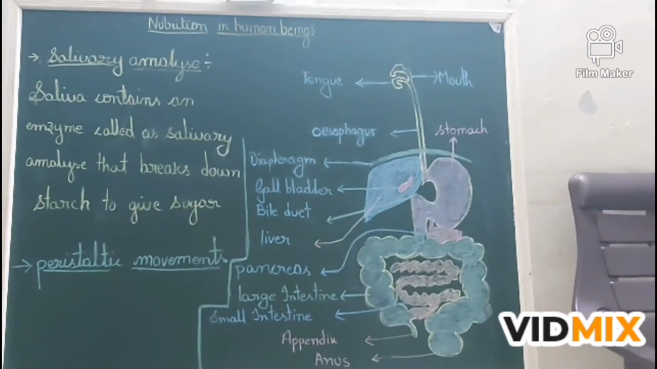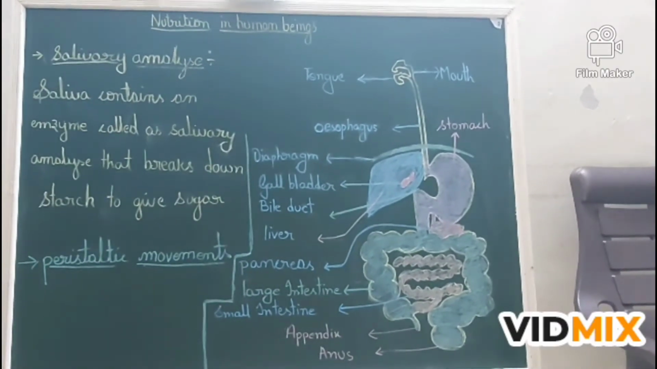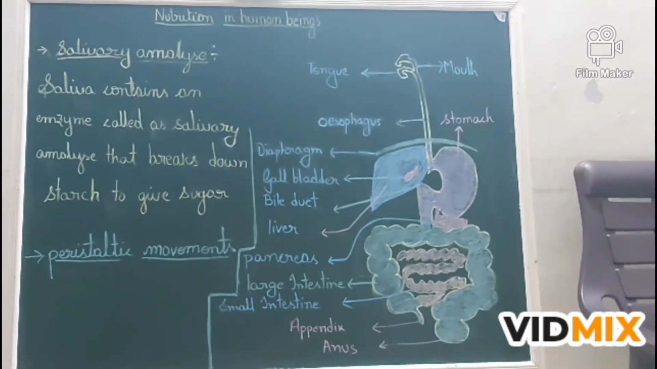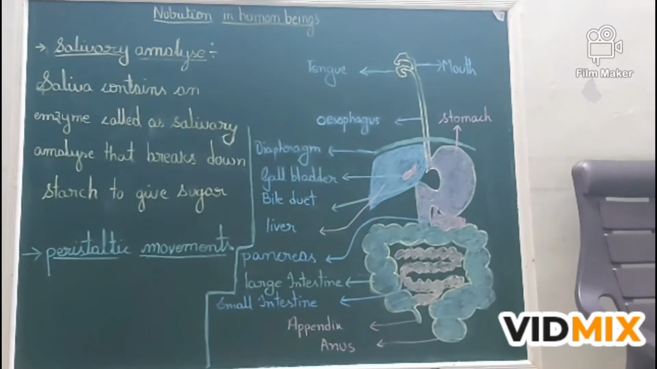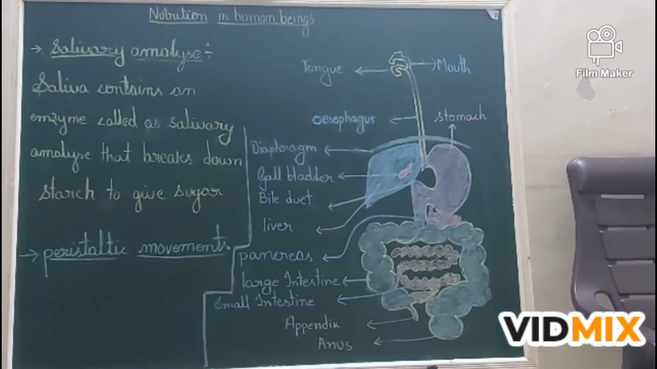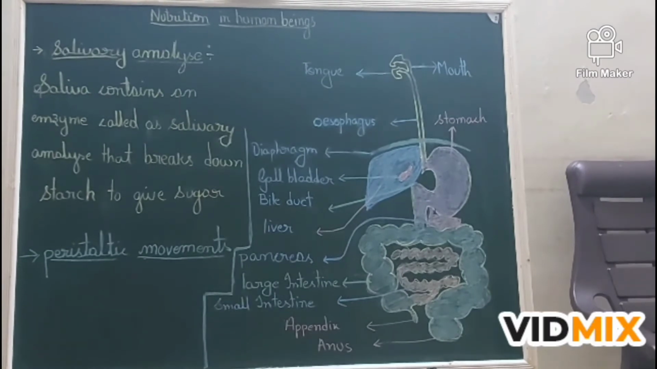Let's study about nutrition in human beings. This is called the human alimentary canal. When we eat something, our mouth waters. This is actually not only water but a fluid called saliva, secreted by salivary glands.